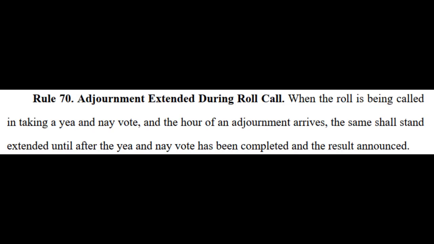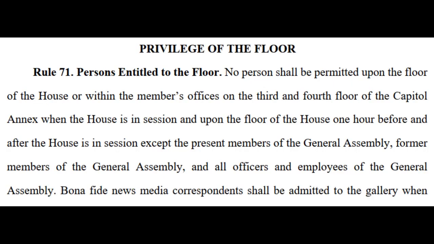Rule 70. Adjournment extended during roll call. When the roll is being called and taking a yea and nay vote, and the hour of an adjournment arrives, the same shall stand extended until after the yea and nay vote has been completed and the result announced. Privilege of the floor. Rule 71. Persons entitled to the floor.